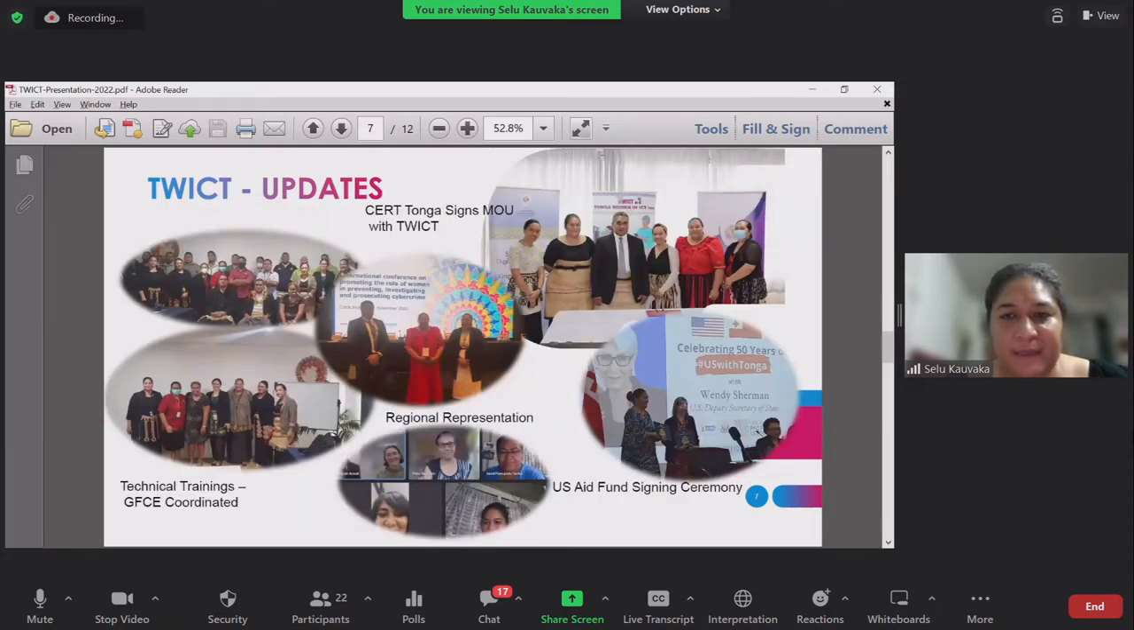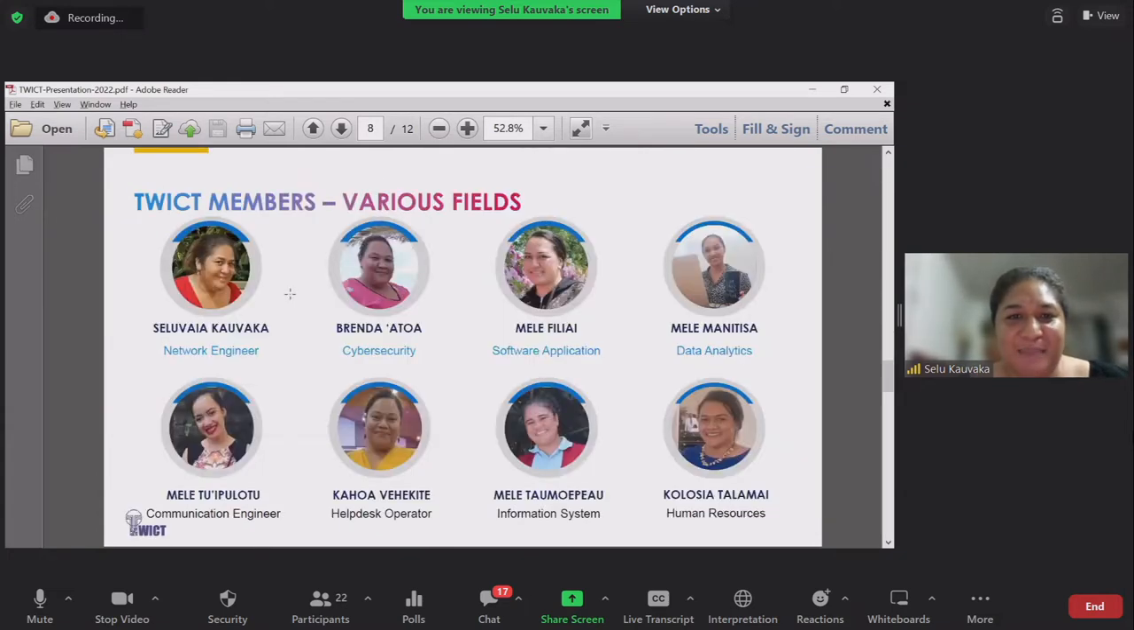More updates from us signing TWICT, signing the MOU, regional representations in a lot of regional meetings, technical trainings conducted by APNIC, also GFCE. That's also a lot that has happened this year. A few of our members with very different backgrounds that contribute to the hard work here in Tonga.